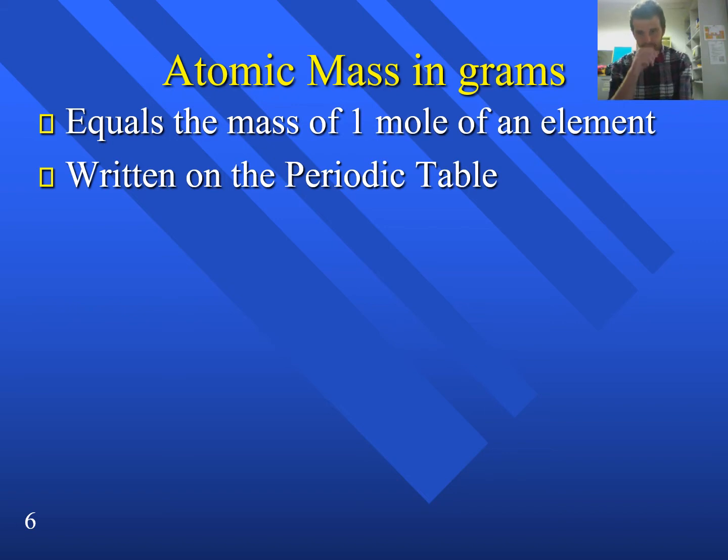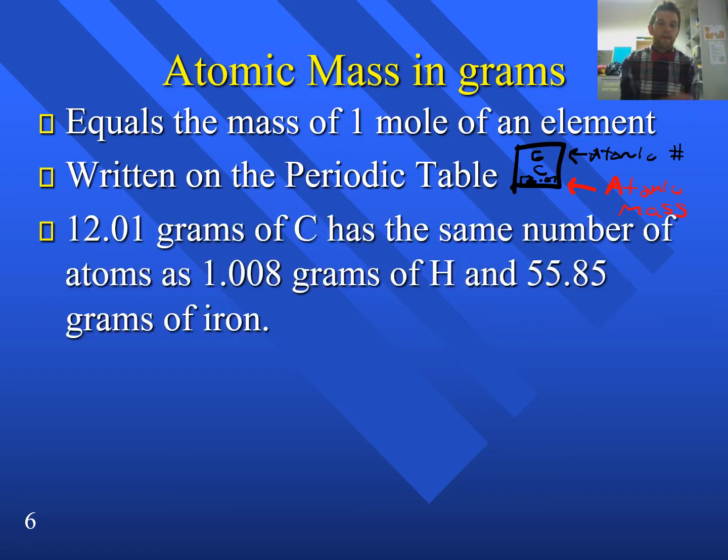So if you're looking at your little, I'm going to quick draw in a carbon box from the periodic table. Remember, the top one is the atomic number. You aren't going to use that number. Instead, what you're going to be using is this one, this 12.01, and that's the atomic mass. And there you can see it right there.